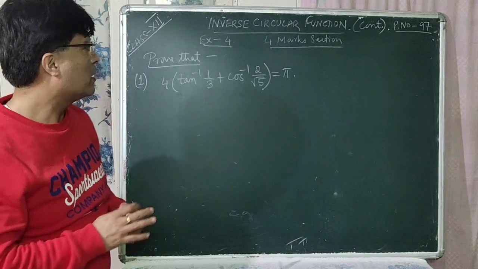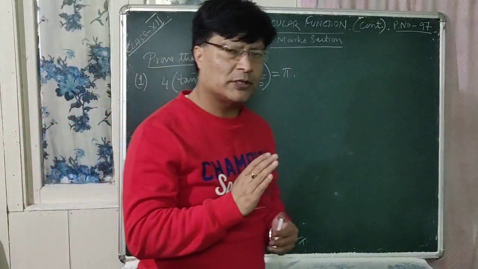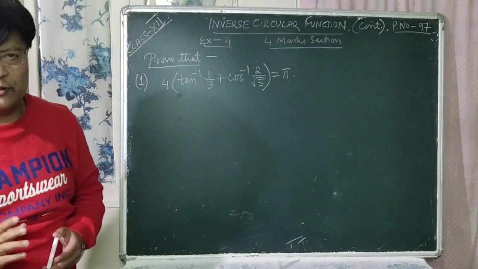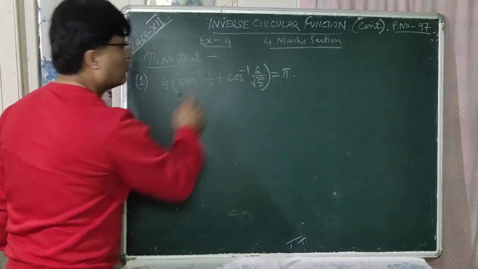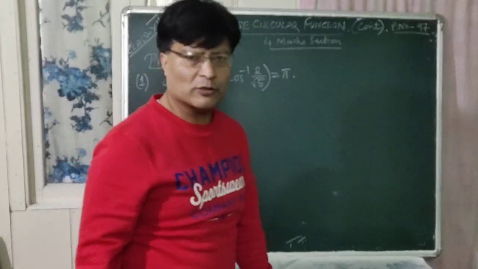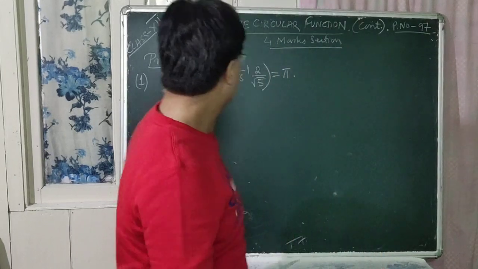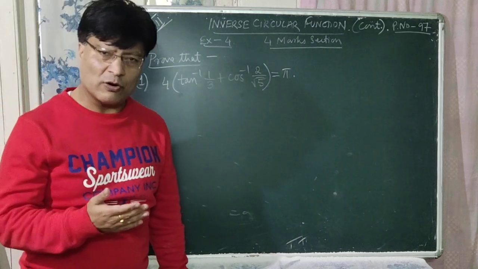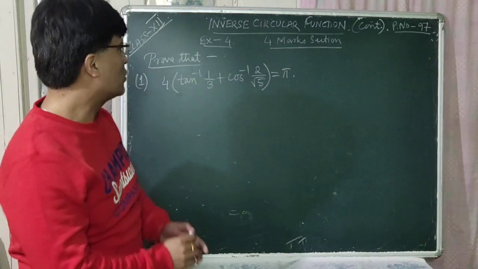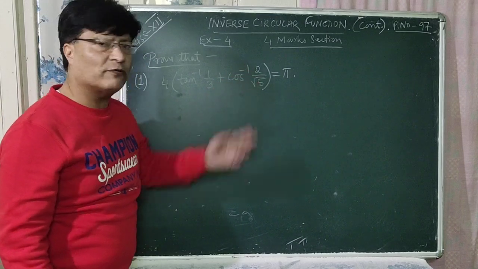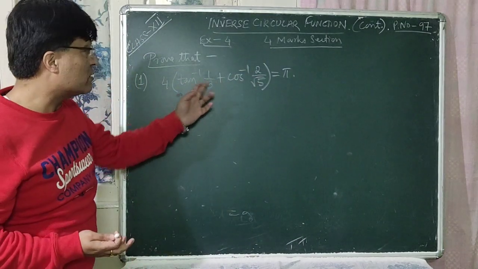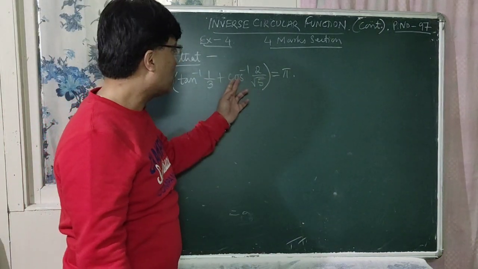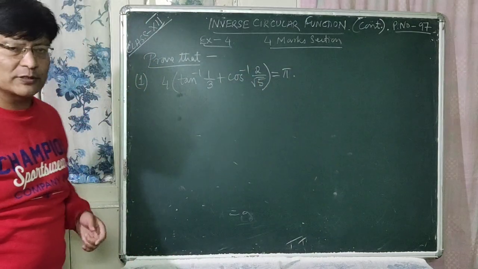You know that any inverse circular function can be converted into other inverse circular function. That means this cos inverse 2 by root 5 can be converted into other inverse circular function like sine inverse, tan inverse, sec inverse, cot inverse, cosec inverse, right? In this case, it should be converted into tan inverse, because the first term is tan inverse 1 upon 3. Now let us convert this cos inverse 2 by root 5 into tan inverse.